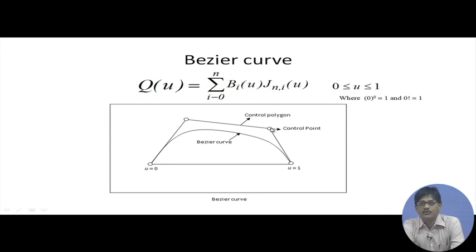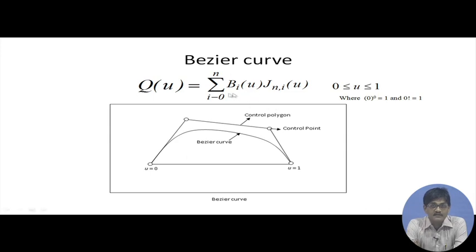Now, let us have a look at this particular curve formula. Any point on the curve, Q(u), is defined to be a summation of certain terms, and each term represents a control point coordinate. So, what is this control point coordinate? B_i. Okay. So, how do we represent this on the formula? It can be x, it can be y, it can be z.